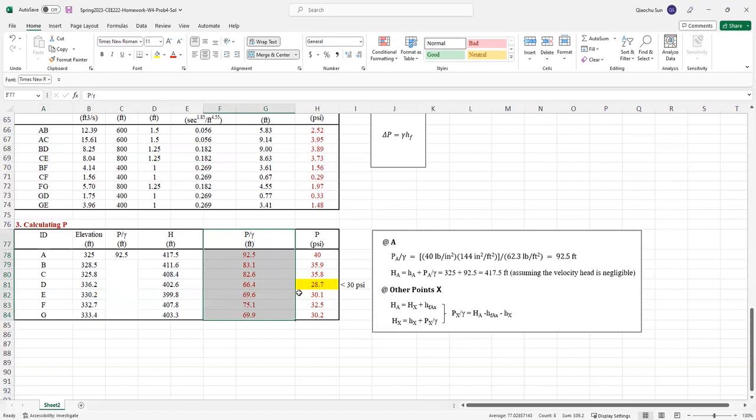After we get the pressure head at each point, we can transfer it into the pressure. In this result, we find that the pressure at point D is lower than 30 psi, which means that the pressure at point D cannot satisfy the requirement. So problem 4 has been solved.